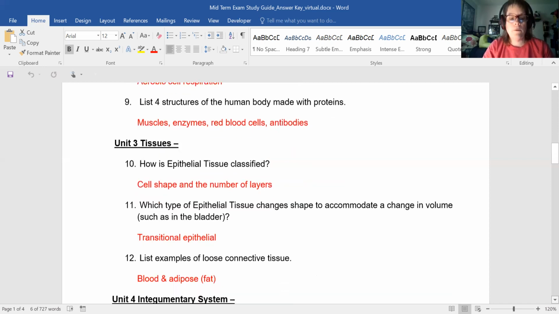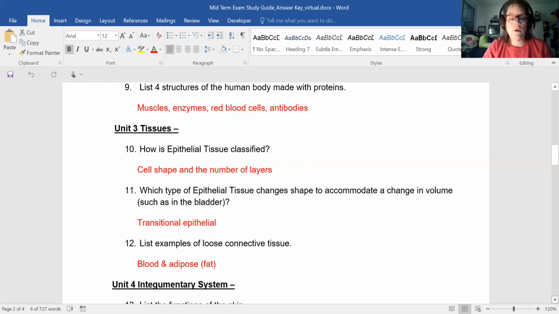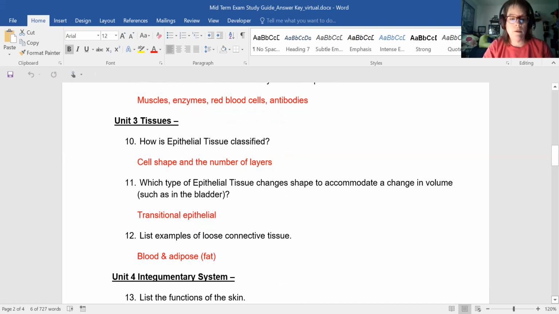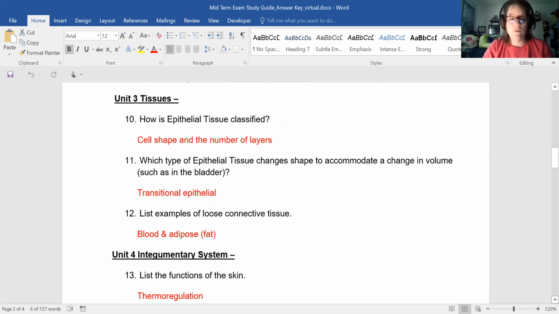Okay, moving into Unit 3 on tissues. If you recall, there was epithelial, connective, muscular, and nervous. I only have questions on epithelial and connective because first semester we actually go into the nervous system and the muscular system, so I saved some questions for those units.